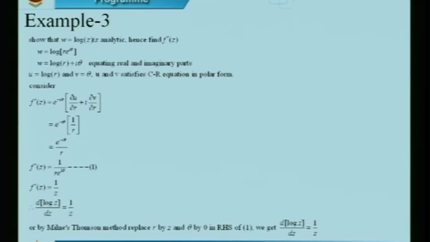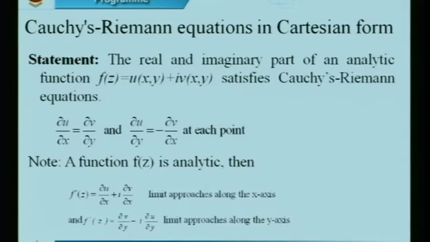So, then I make a very simple form of the definition. Here, the Cauchy-Riemann equation in Cartesian form: the real and imaginary parts of an analytic function satisfy Cauchy-Riemann equations at each point. A function f of z is analytic then. So, I give the two derivatives in different forms.